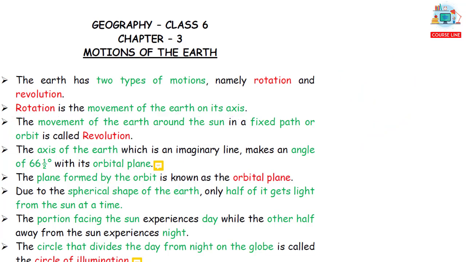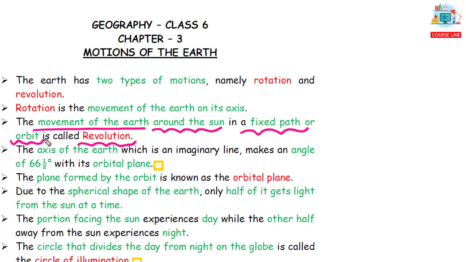Okay, understood? Let's go ahead. Second one is revolution. What is revolution? Movement of the earth around the sun, that one also in a fixed path. What we call this fixed path? We call it orbit. So the movement of the earth around the sun in a fixed path or orbit is called revolution. So this is second type of motion of the earth.